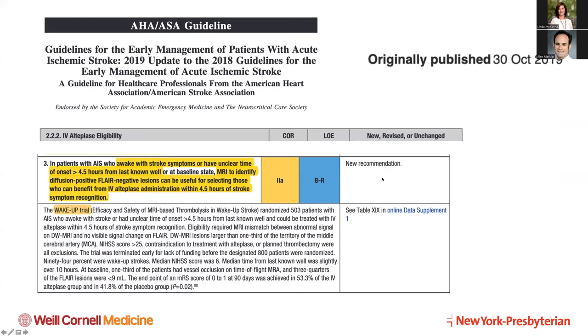And we've used it, I think, now twice here at Cornell in the last couple of years, which means that it's rare. We don't do it very much, but certainly it's in our armamentarium now.